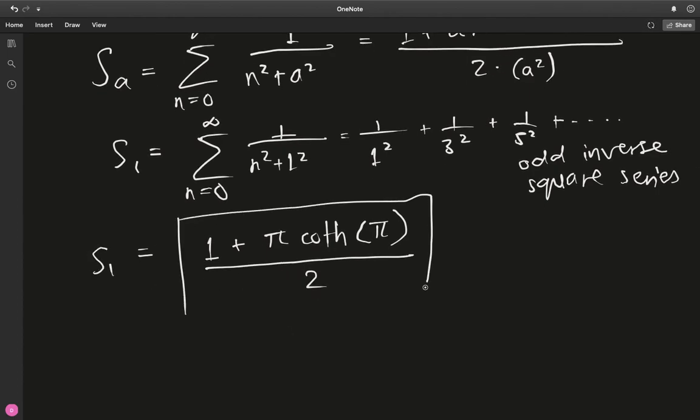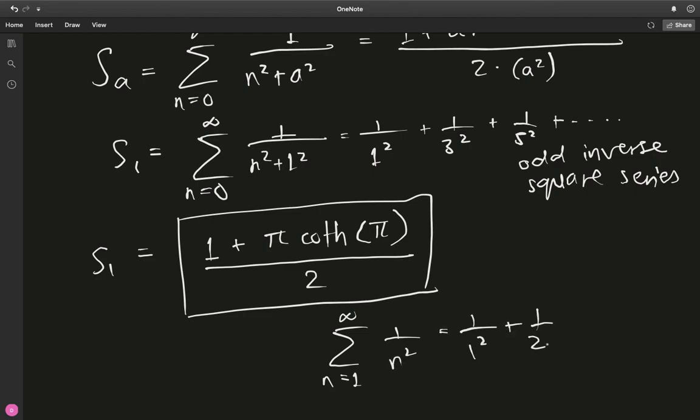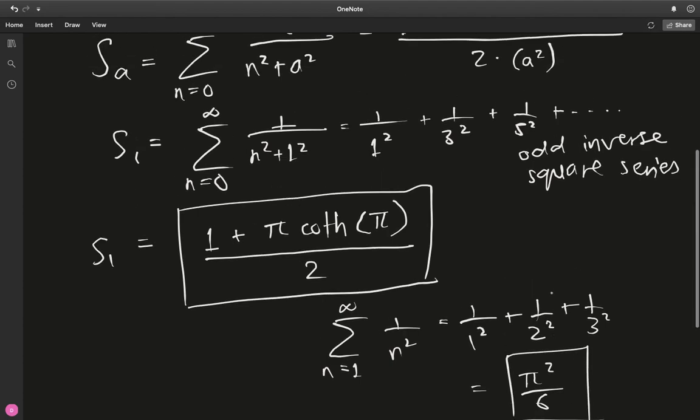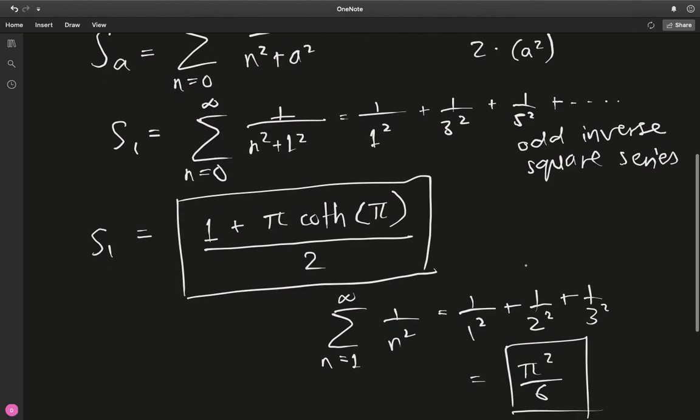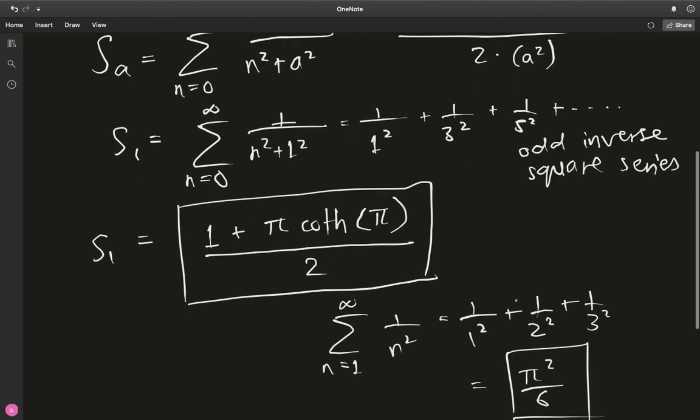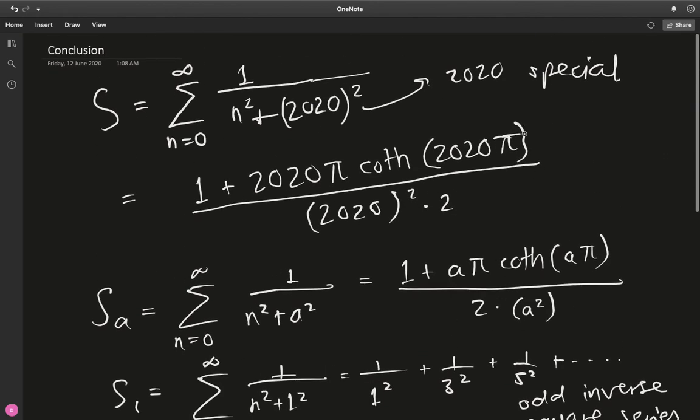Isn't that a remarkable result? Because that's what the odd inverse square series is equal to. And if you have the normal inverse square series from n equals 0 to infinity of 1 over n squared, which will look like 1 over 1 squared plus 1 over 2 squared plus 1 over 3 squared, that is just equal to pi squared over 6 due to Euler. So there is a significant difference, although we have this pi everywhere, between this series and this series. And this generalization, this 2020 special sum, makes all of that possible. So that's it for this video.